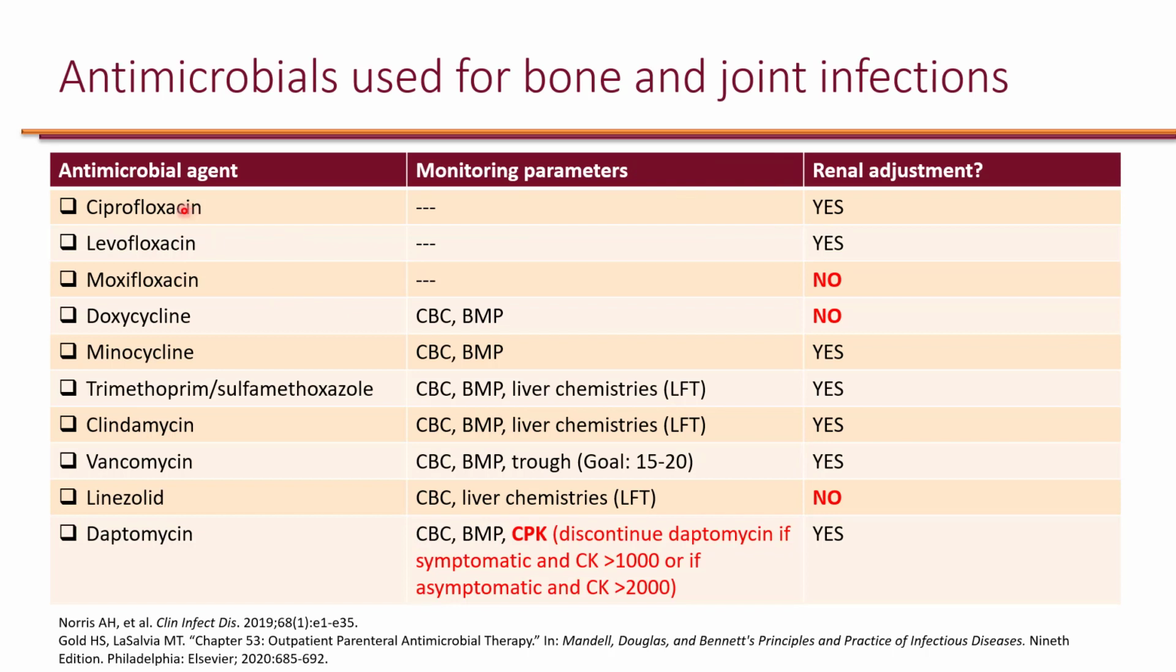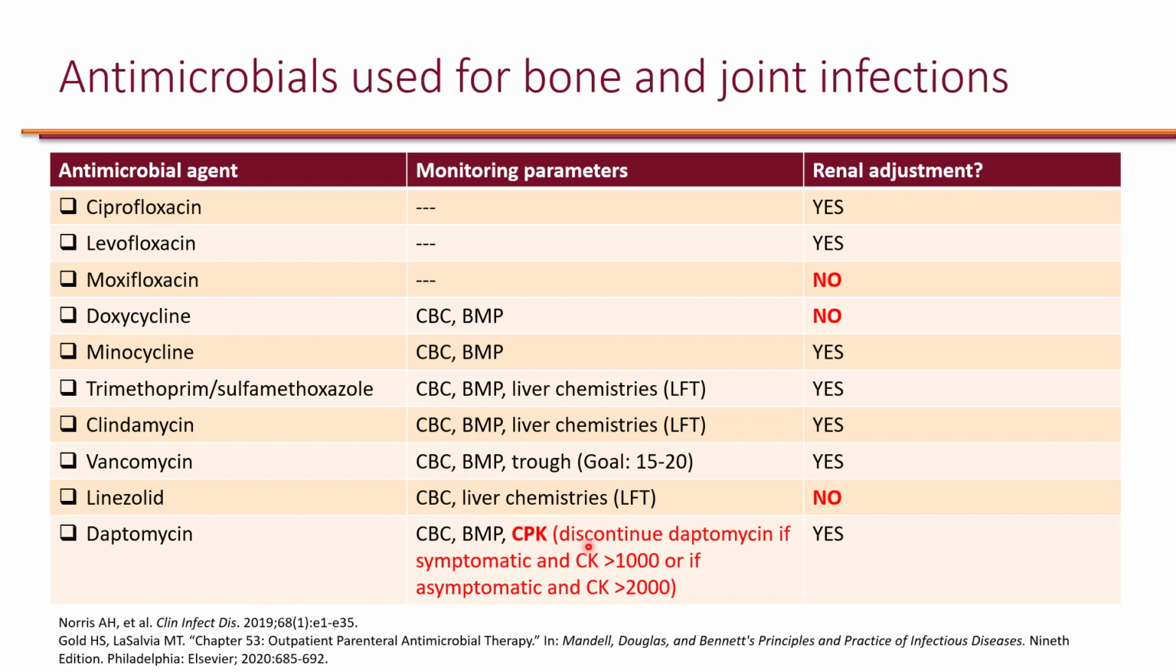Now, on this list, every agent is available as oral formulation with the exception of vancomycin and daptomycin. So vancomycin and daptomycin must be given as IV for the treatment of bone and joint infections. Again, for most of these agents, IDSA recommends a weekly monitoring of CBC and BMP. And for some of them, you also need liver chemistries. And for vancomycin, it is also recommended to check a weekly vancomycin trough. And for daptomycin in particular, it is recommended to check a CK, or creatinine phosphokinase, weekly.